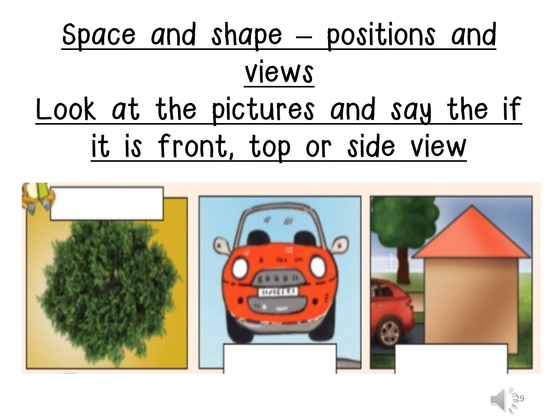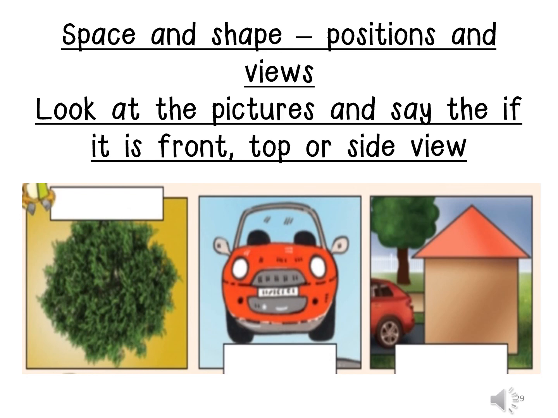Let us do our space and shape, positions and views. Look at the pictures and say if it is front, top, or side view. So boys and girls, as you can see in our first picture, we have a picture of the tree. As you can see, this is from the top view.